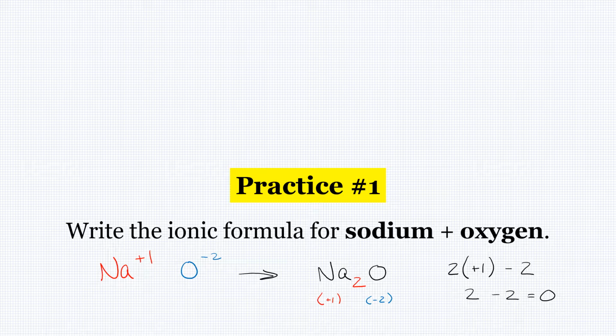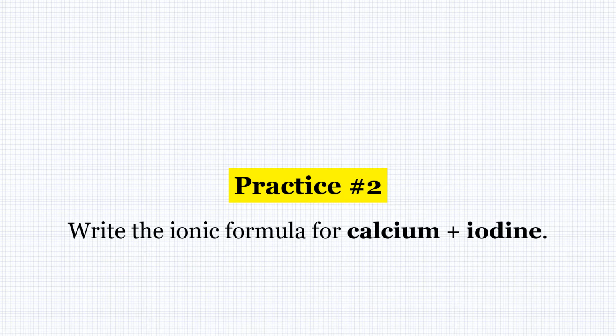Okay, let's look at another example. In this example, it says write the ionic formula for calcium and iodine. So calcium is going to be our cation. Calcium has a positive 2 charge. And we've got iodine, which has a negative 1 charge. So when we go to combine these, calcium has a positive 2 charge.